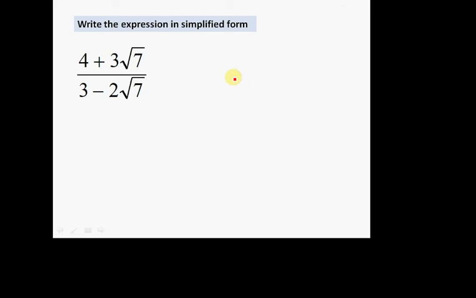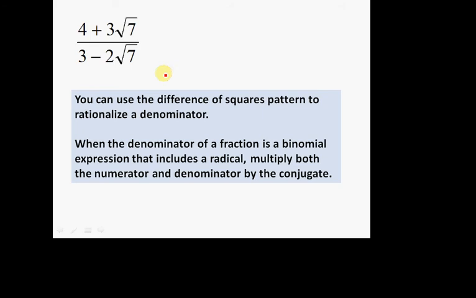So let's look at this. Write the expression in simplified form: 4 plus 3 times the square root of 7 over 3 minus 2 times the square root of 7. Now you can use the difference of squares pattern to rationalize the denominator. When the denominator of a fraction is a binomial expression that includes a radical, multiply both the numerator and the denominator by the conjugate.